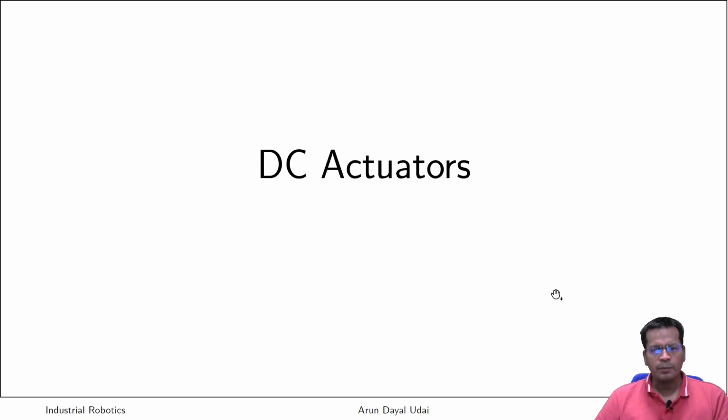Okay. So coming to DC actuators, there are two different types of electrical actuators primarily. First is DC motors, the other one is AC motors. We have seen that in the earlier discussion also. So let us come to DC motors.